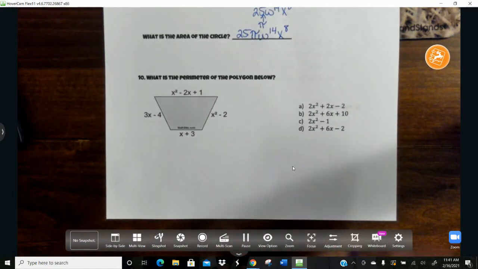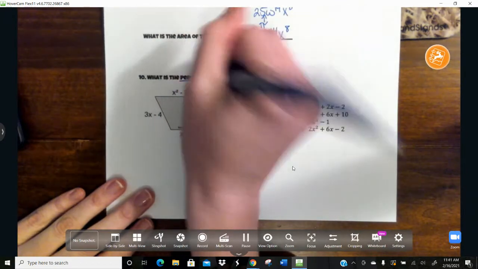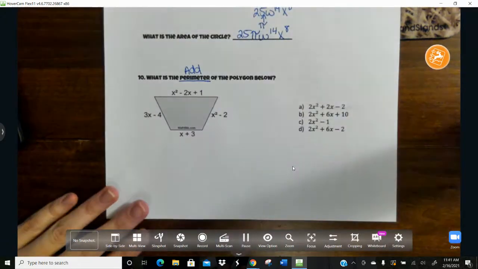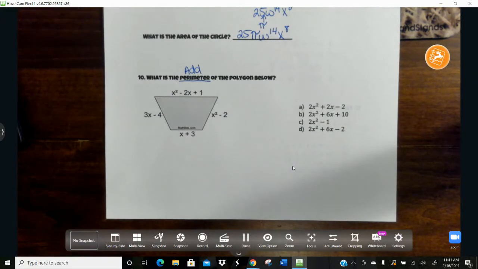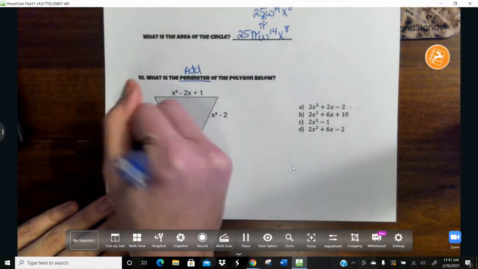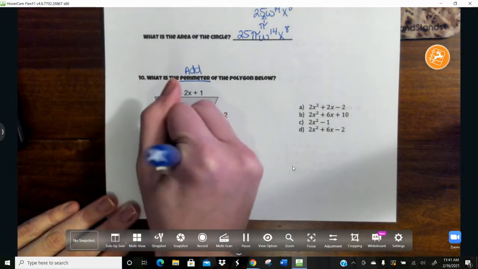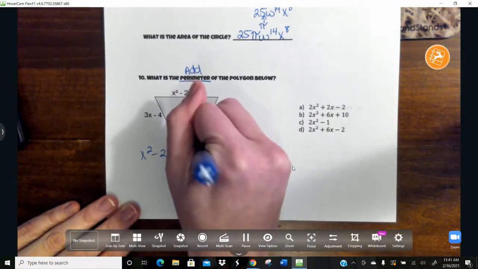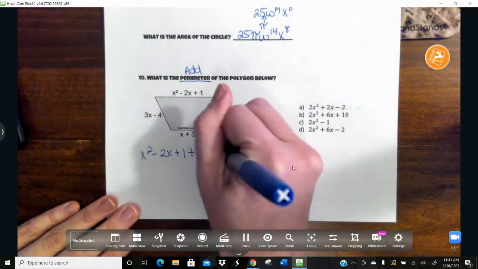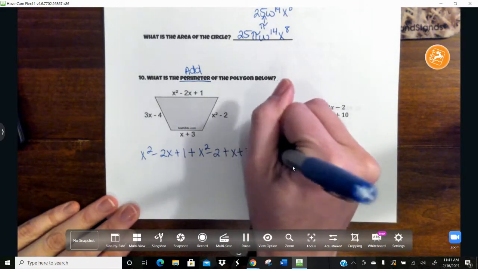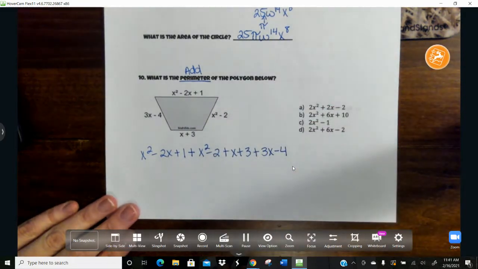All right, this one, what is the perimeter? Perimeter means we are going to add. So we're going to add up all the sides. So I'm going to start here with x squared minus 2x plus 1 plus, since I'm adding, I don't need parentheses, x squared minus 2 plus x plus 3 plus 3x minus 4.